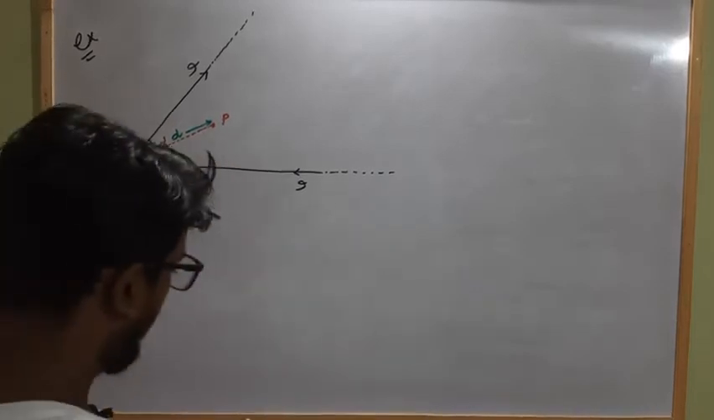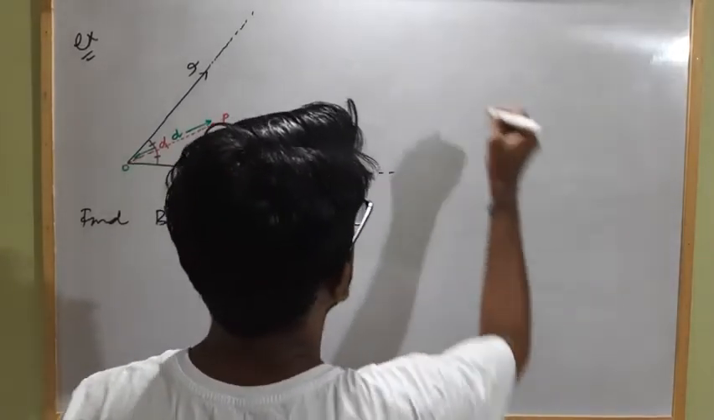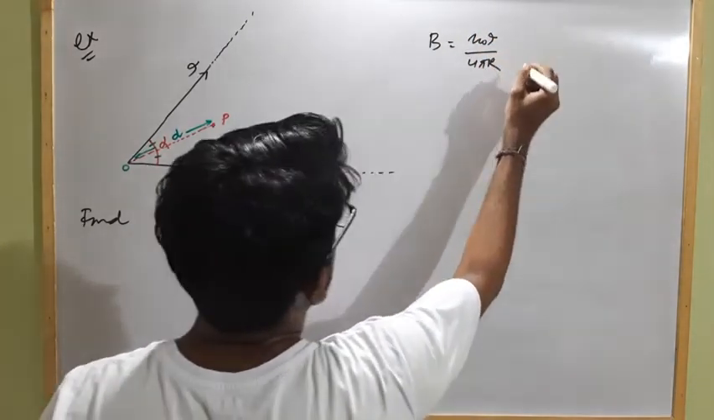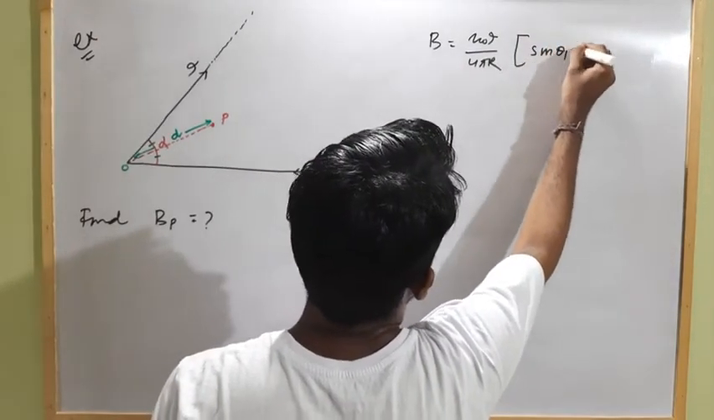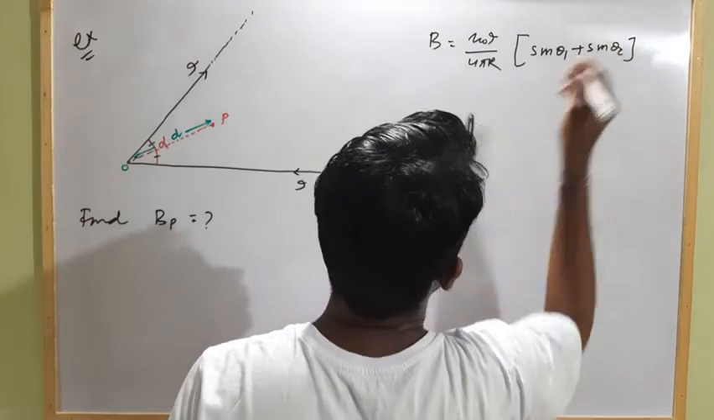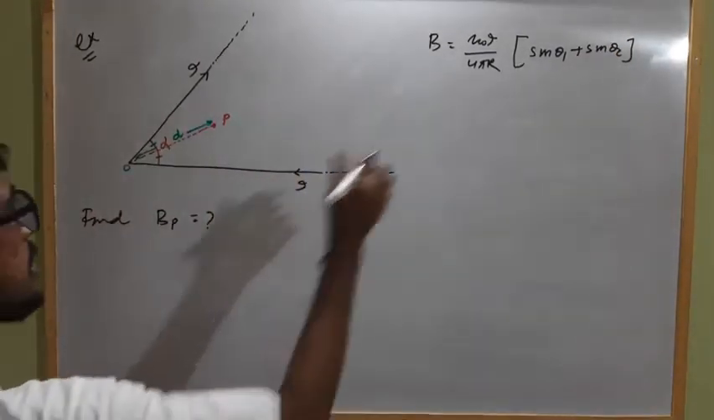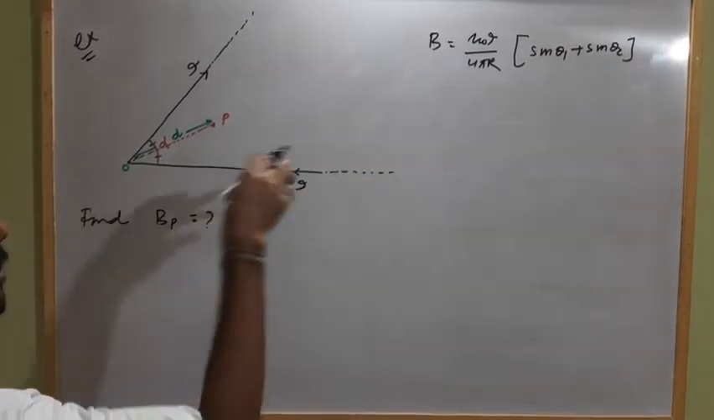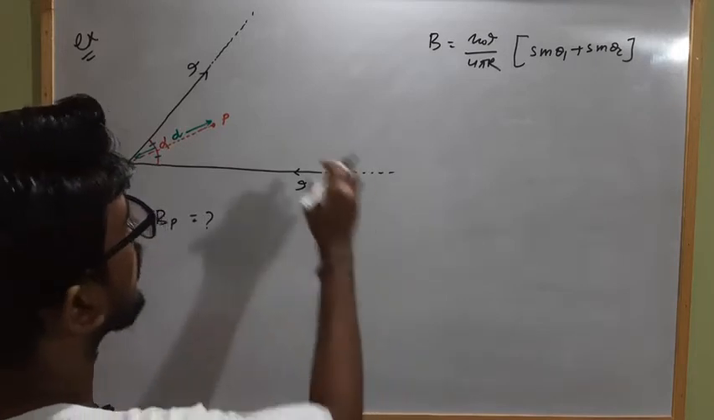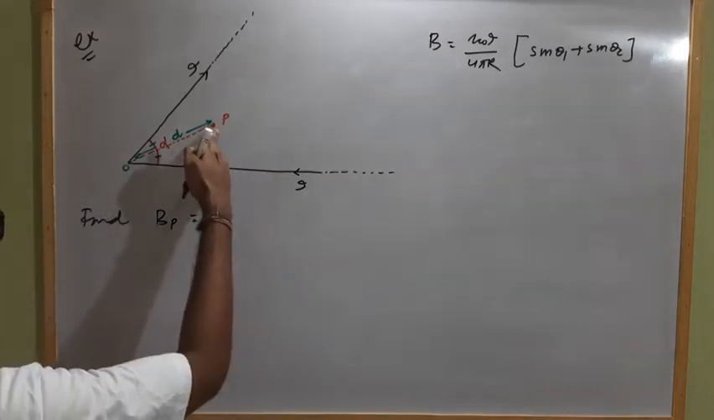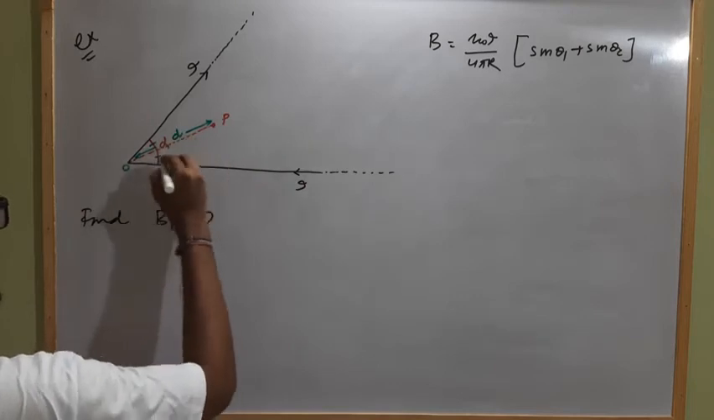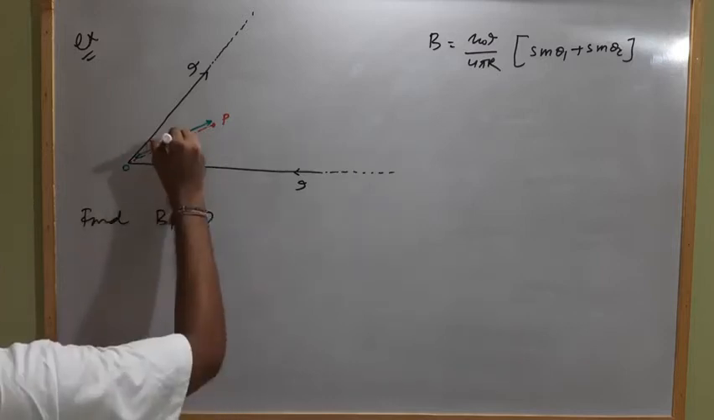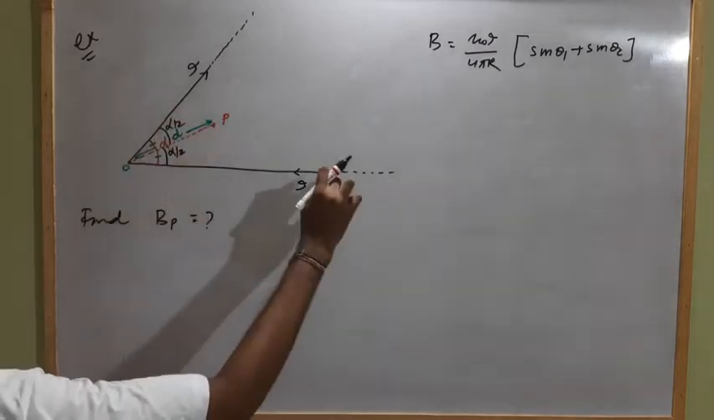As we know, for a long straight current carrying conductor, what is the value of B? B equals mu naught I by 4 pi r into sin theta 1 plus sin theta 2. Here r is the perpendicular distance from the point of observation. Theta 1 and theta 2 are the two angles made by the two ends of the current carrying conductor with the point of observation and the perpendicular distance. So here is the point of observation. As this is the angle bisector, this much angle will be how much? Alpha by 2, and similarly this angle is also alpha by 2, and the current will move like this.